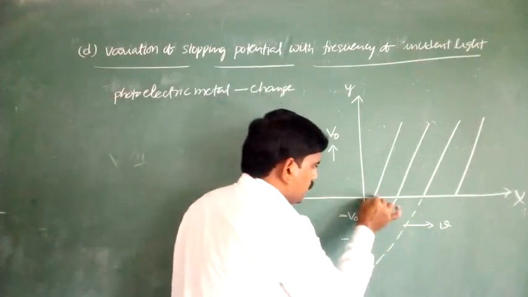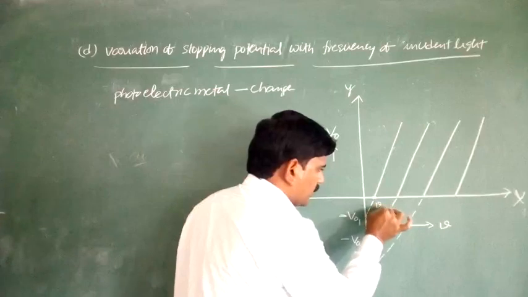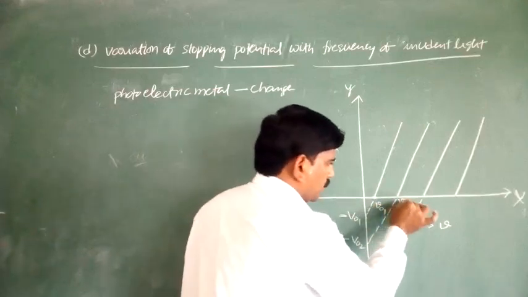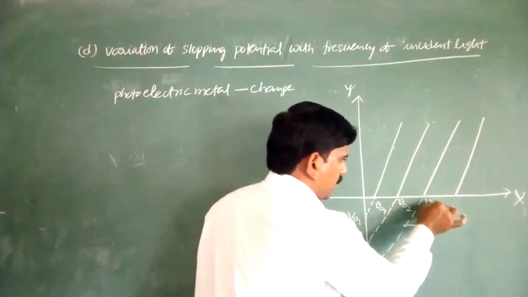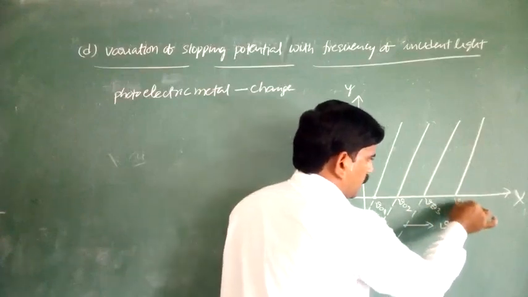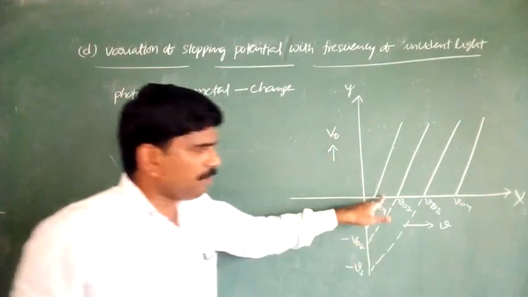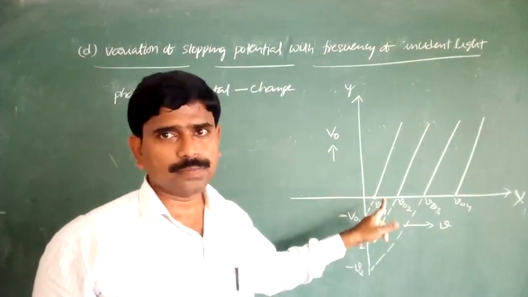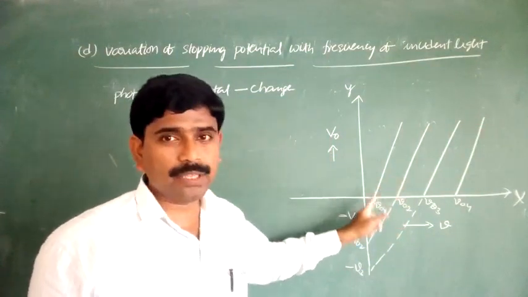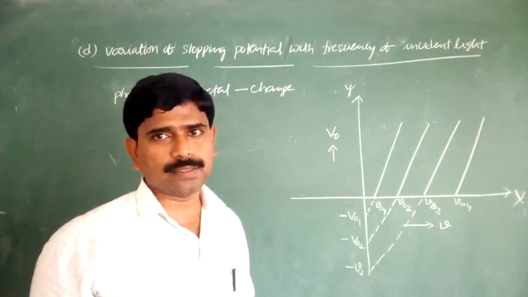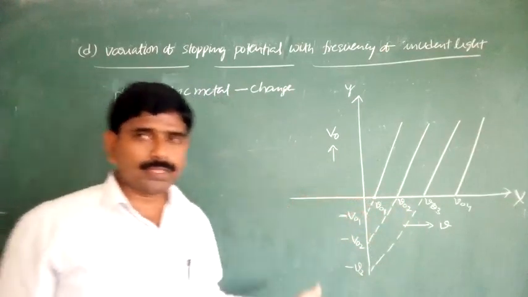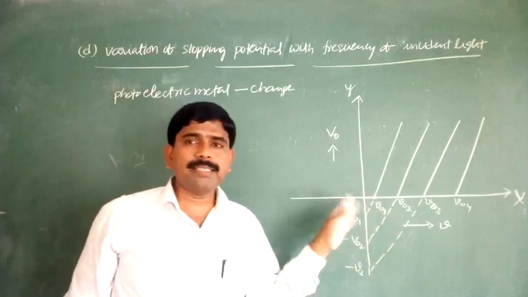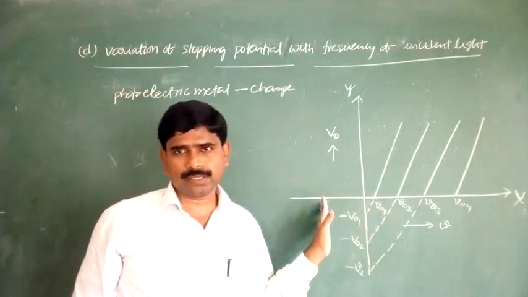Here observe, these are nothing but the threshold frequencies: Nu01, Nu02, Nu03, and this is Nu04. For different metals, they have different threshold frequencies. So from this graph, what is the conclusion? Different metals have different threshold frequencies.